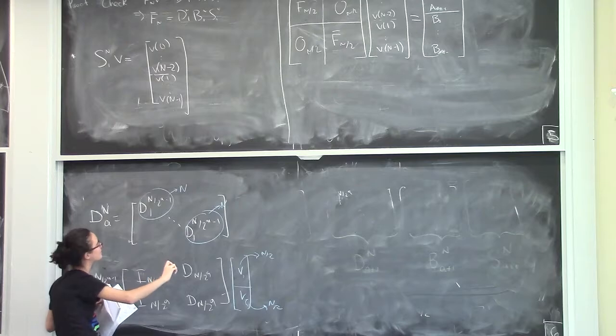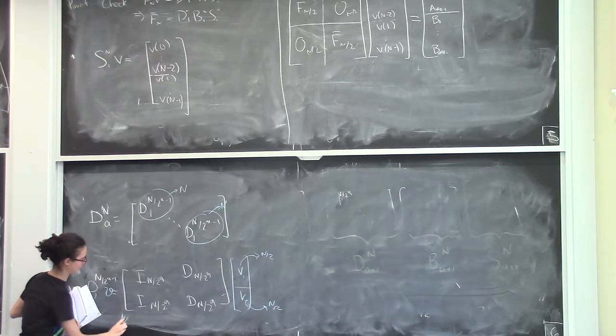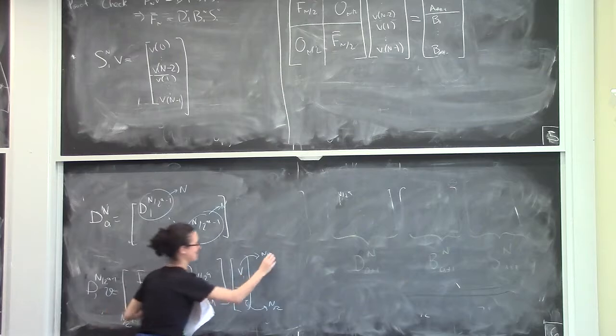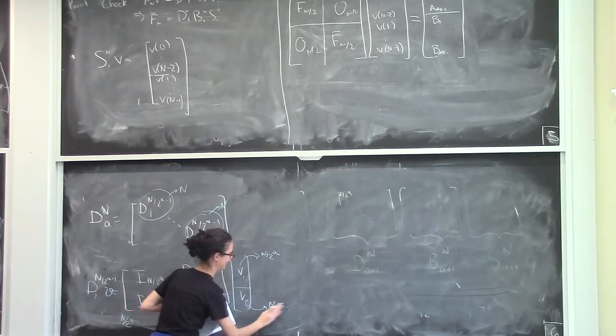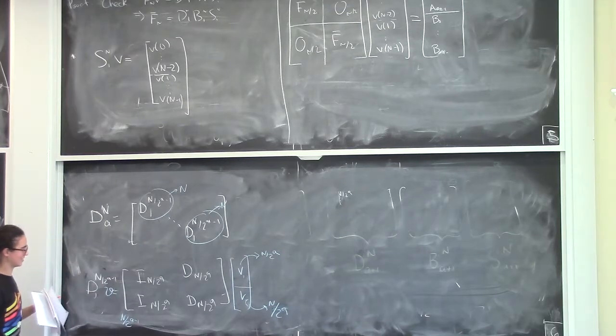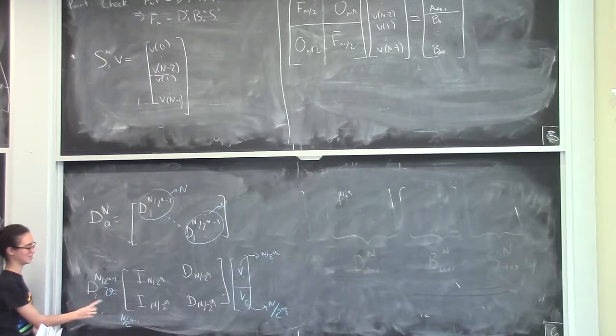Wait, I might be wrong. Yeah, sorry. The length of this matrix is n over 2 to the n minus 1. So, sorry about that. The total number of operations that it takes to multiply a vector times this is n over 2 to the n minus 1. Okay?